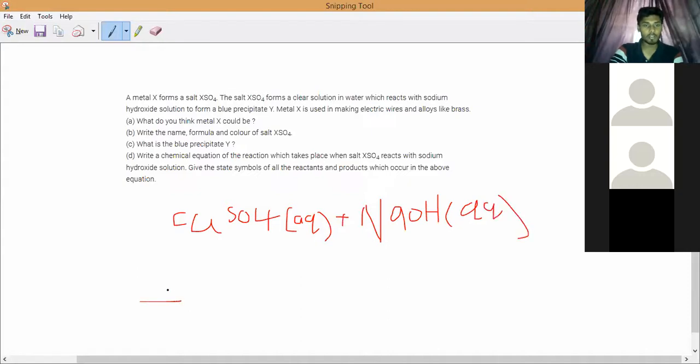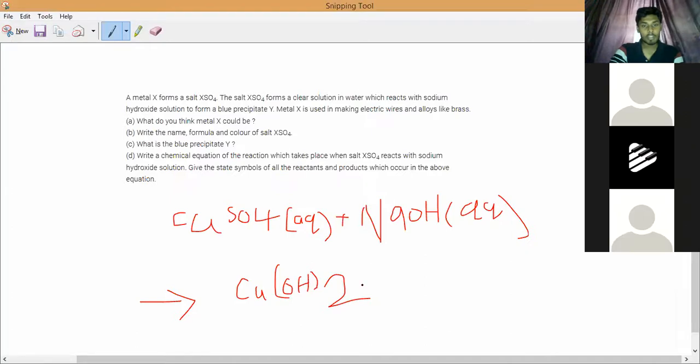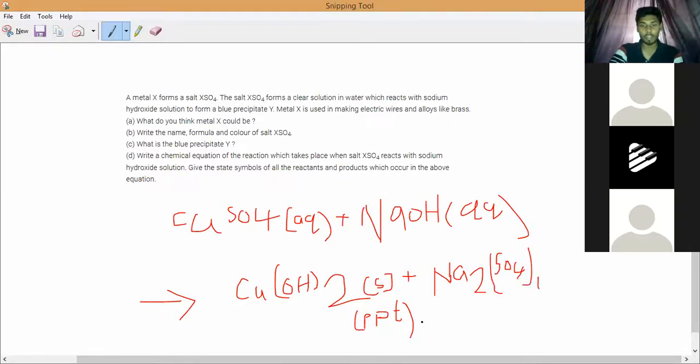So which product is formed? Copper hydroxide. Copper valency is +2 and hydroxide valency is -1, so we get Cu(OH)2. This is called a precipitate, represented as PPT or solid. Is it yes or no? So solid plus sodium sulfate. Sodium valency is +1 and sulfate valency is 2, so Na2SO4. The SO4 bracket 1 means we need not keep the bracket. So I can write Na2SO4. That's all.